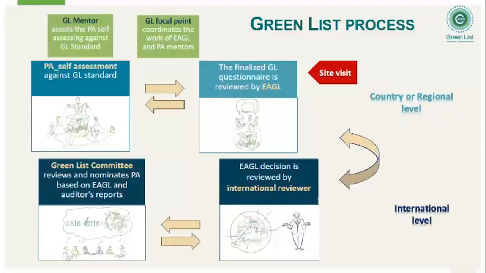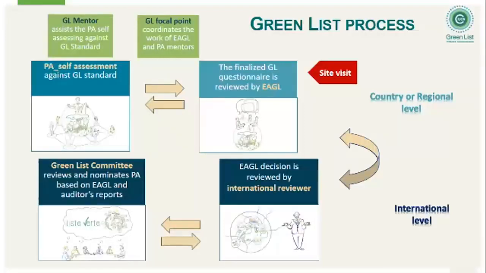It's an international committee, and this is the one who will finally decide whether or not the protected area or the conserved area can be rewarded with the Green List certification. If the committee feels that there's some missing information and that some criteria still need a bit of work, then they will again ask the protected area to improve a certain aspect of their application.